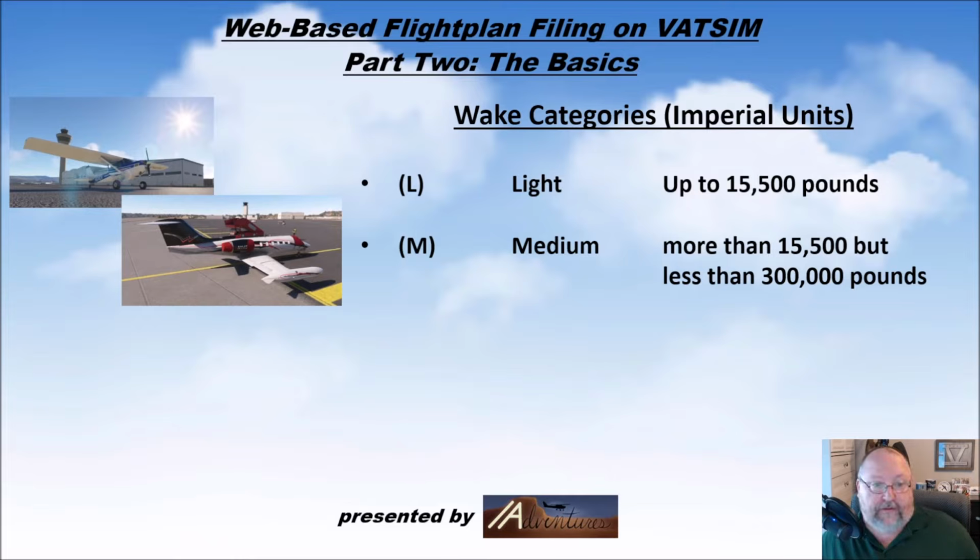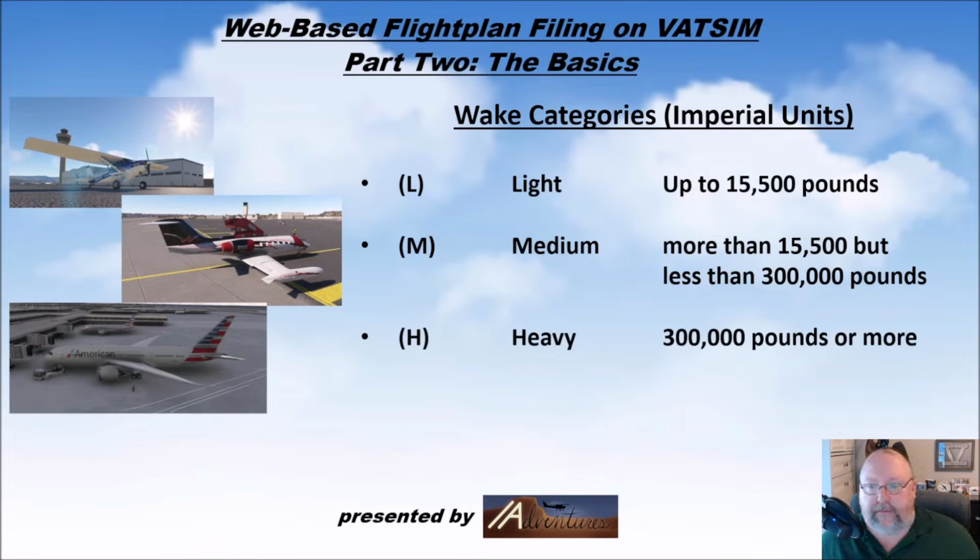Now I've pictured a business jet here. However, even your regional jets and even some of your smaller airline categories of 737, A320 are all going to be in this medium weight category. Your heavies, anything 300,000 pounds or greater, that's going to be your 767, your 777, your 787, 747 clearly. I think Airbus makes a few heavies.